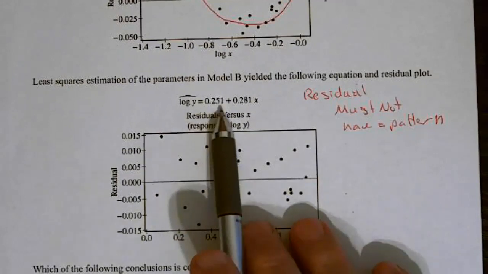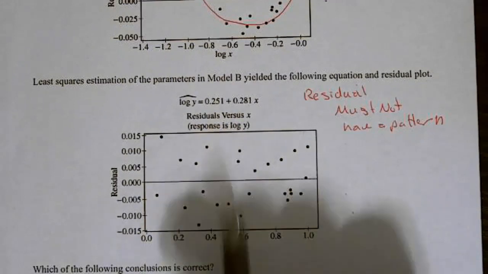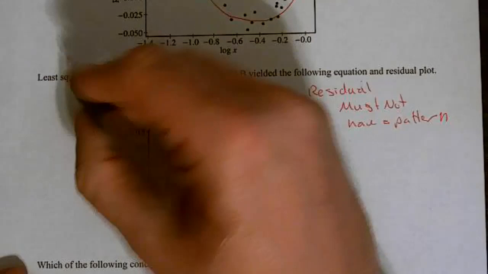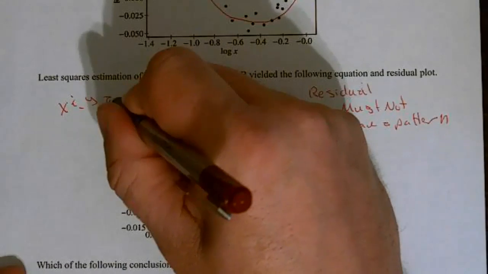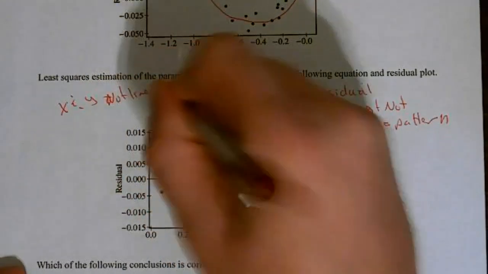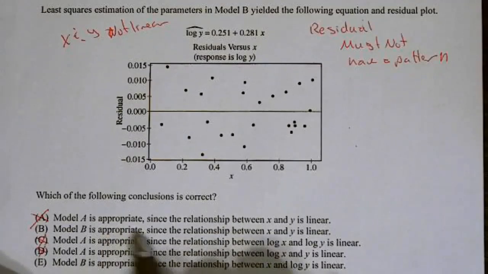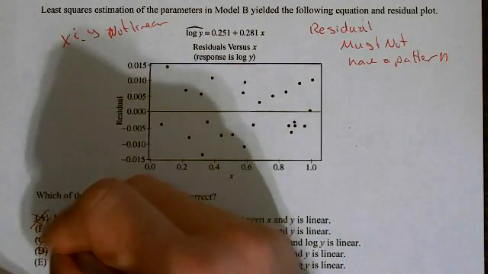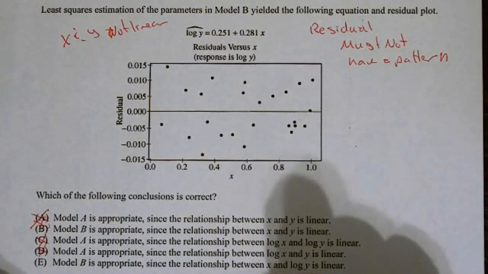So I have log y equals 0.251 plus 0.281x. Well, the very fact that I have a log tells me that X and Y are not linear. X and Y are not linear. But log Y and X are linear because I don't have a pattern. So let's look for that. Model B is appropriate since the relationship between X and Y is linear. X and Y, not linear. Appropriate since the relationship between X and log Y is linear.